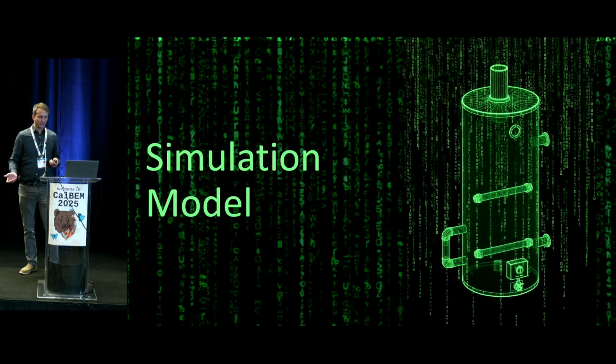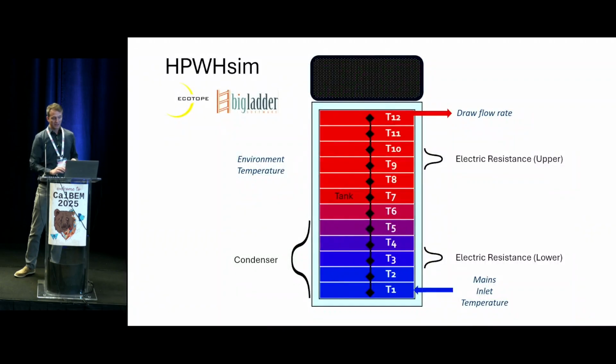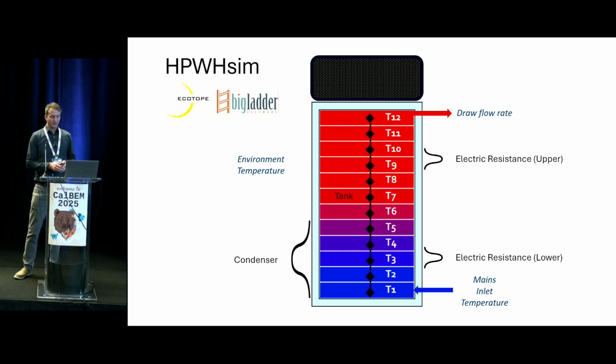So now I'm going to take you into the simulation itself and explain how we capture all that behavior in the simulations. We use a tool called HPWH Sim, which is a bit of a mouthful, so we just abbreviate it as HPWH Sim. It was originally developed by Ecotope, but we, Bigg Ladder, took on the maintenance and development of this after some of their programmers had left the company.